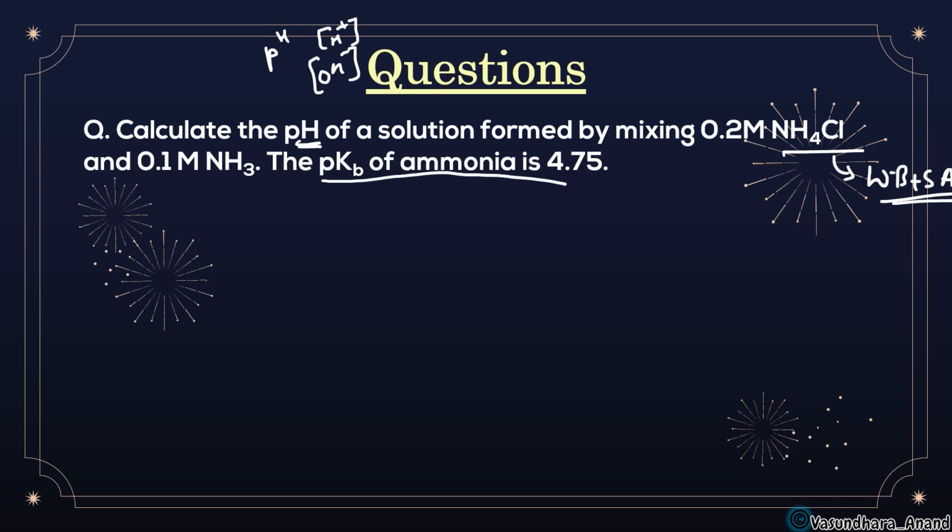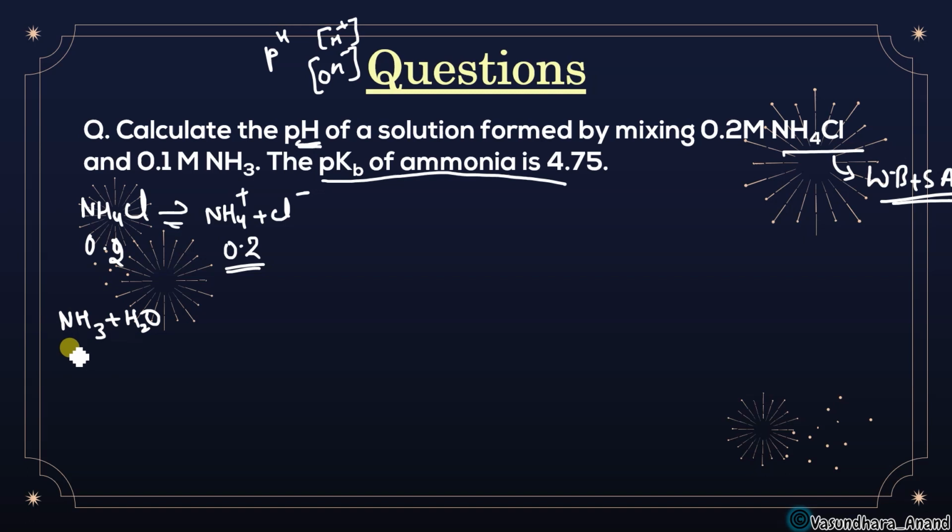That means it will dissociate completely. So NH4Cl, when it dissociates, will give you NH4 plus and Cl minus, isn't it? Okay, so this concentration is 0.2, so obviously the concentration of this will also be 0.2. So from here you got the NH4 concentration, 0.2. But this NH3, when it dissolves in water, is not going to completely ionize because it is a base. So this will give you NH4 plus and OH minus. So from here also NH4 concentration will be there. NH3 concentration is given 0.1 since it is not going to completely dissociate.